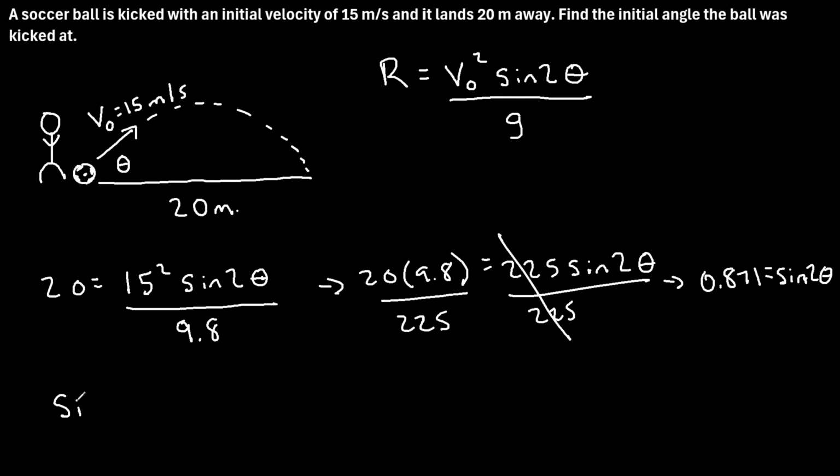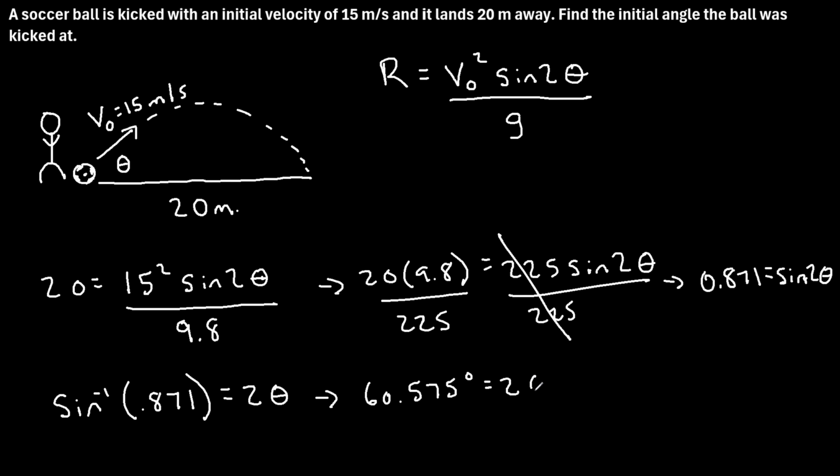So we'll say the arc sine of 0.871 is equal to, on the right-hand side, when we multiply by the arc sine, we'll just be left with 2 times theta. So if you punch this into a calculator and make sure that your calculator is in degree mode, here's what that comes out to. 60.575 degrees. And on the right-hand side, we just have 2 times the angle.